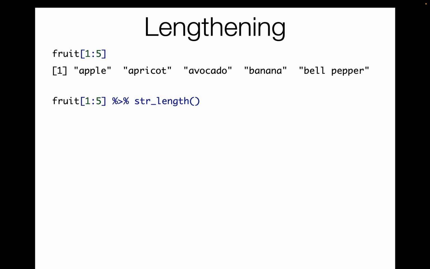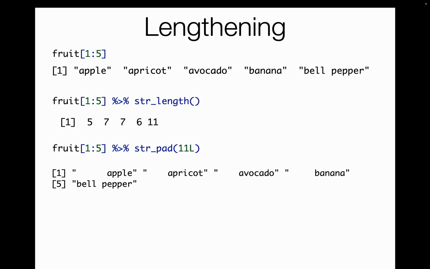Okay, lengthening. So I have the first 5 elements of the fruit vector: apple, apricot, avocado, banana, bell pepper. And str_length will give you the length, of course, of the string.